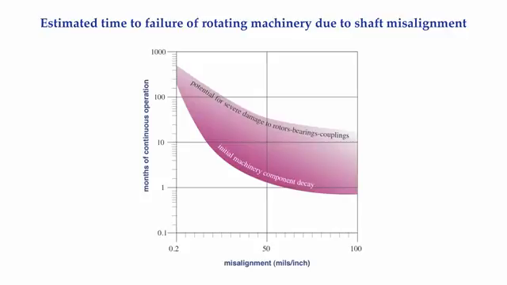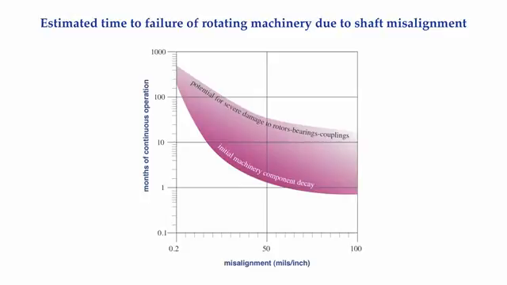Can a piece of machinery run in a misaligned condition? Sure it can. The question is, how long will rotating machinery survive running under various amounts of misalignment? The goal of accurate shaft alignment is to increase the operating lifespan of our machinery.